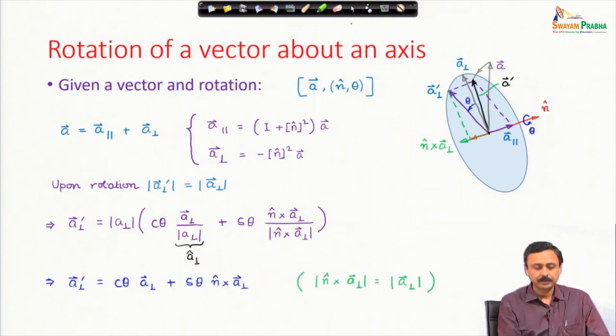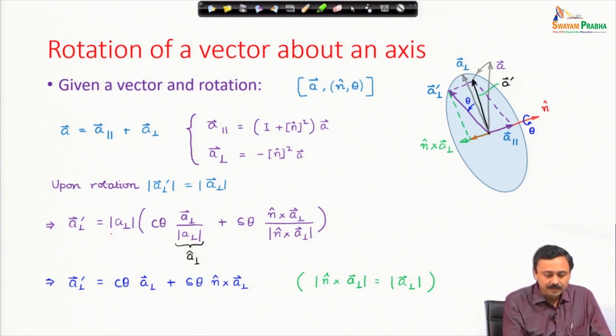Now, let us look at these simplifications. I just remove the bracket, a perpendicular magnitude, and here in the denominator a perpendicular magnitude is sitting. Therefore, this becomes cosine theta a perpendicular vector plus sin theta times n perpendicular cross a perpendicular.